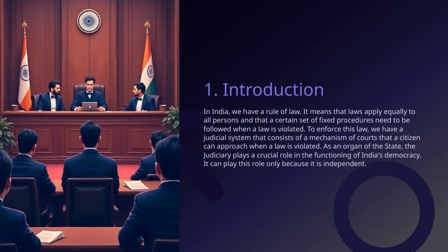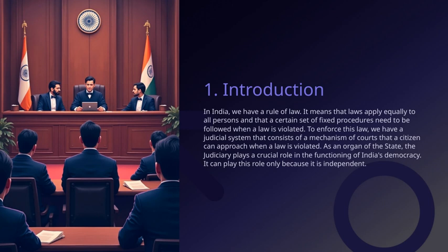Essentially, it means that laws are applied equally to everyone, regardless of who they are. This is a fundamental idea because it ensures fairness and justice in our society. When someone breaks a law, there are specific procedures that must be followed, which helps maintain order and consistency. To make sure these laws are enforced properly, we have a judicial system. This includes courts that citizens can approach if they believe their rights have been violated. Think of these courts as the mechanism through which justice is delivered.